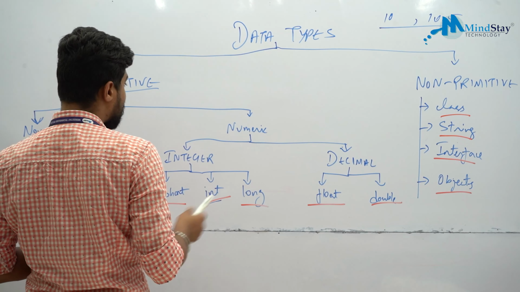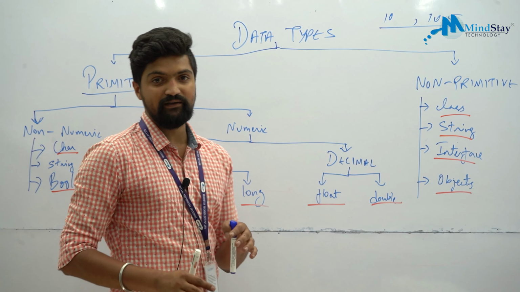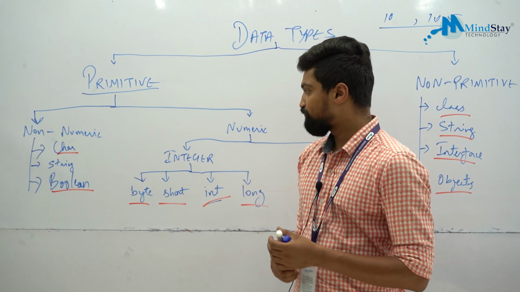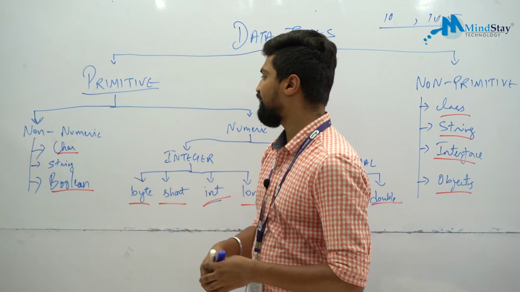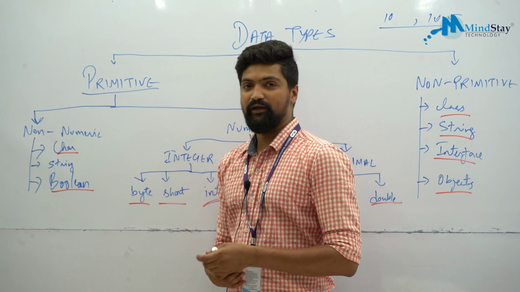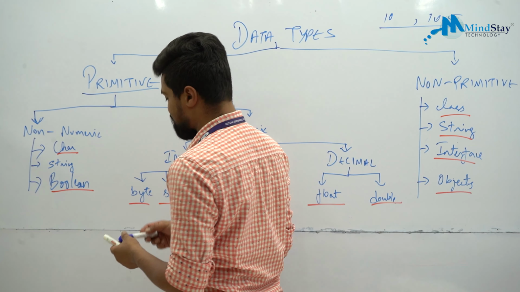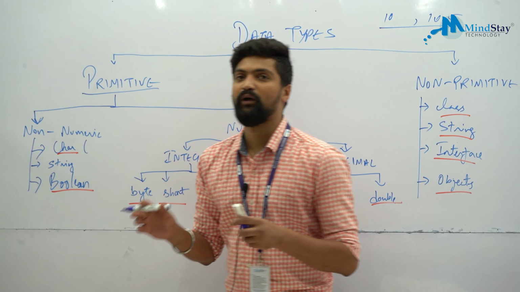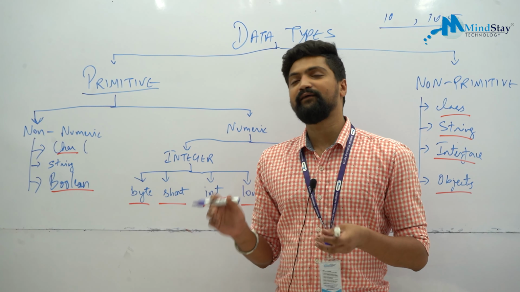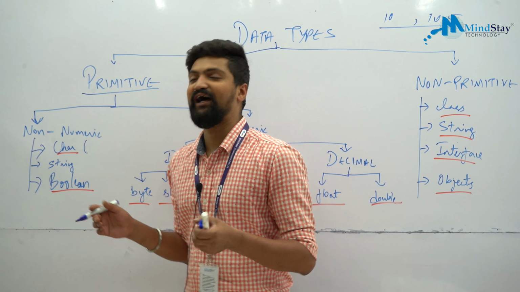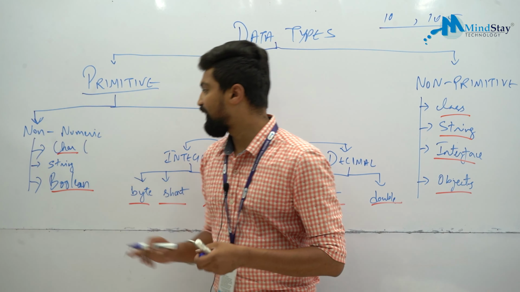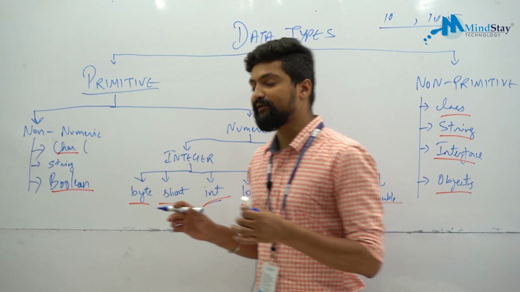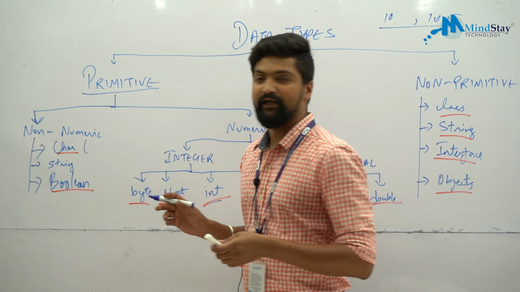Now let us get into the detail of what all of this is. When I talk about char, or non-numeric, it takes one character as an input, or as a value. That character can be anything.